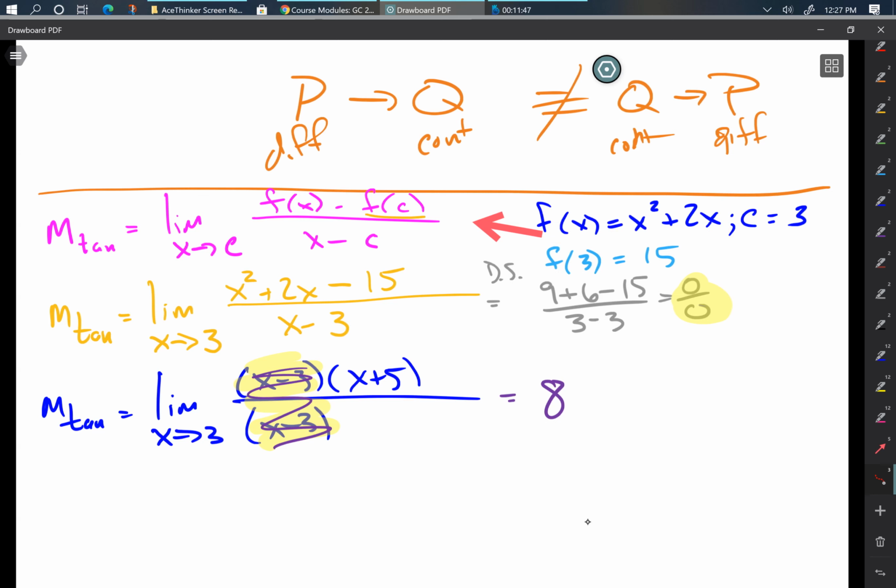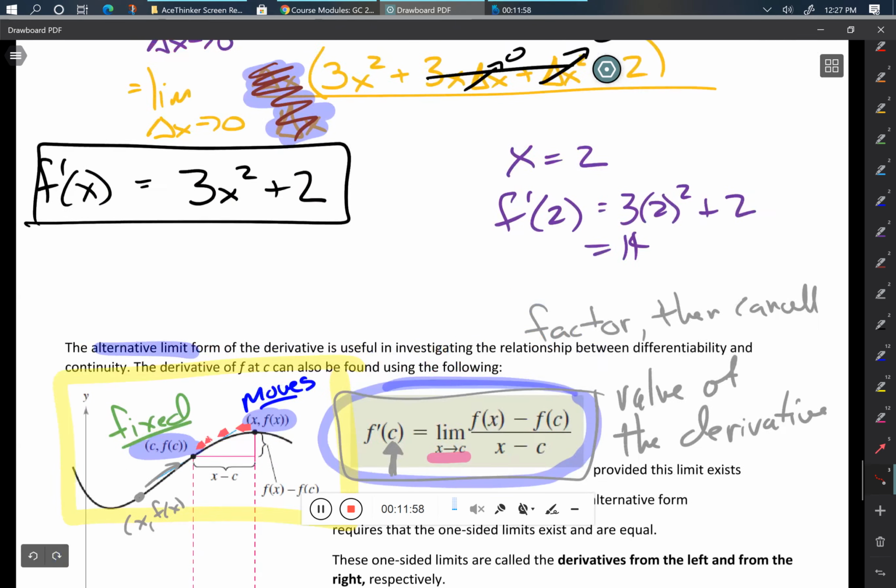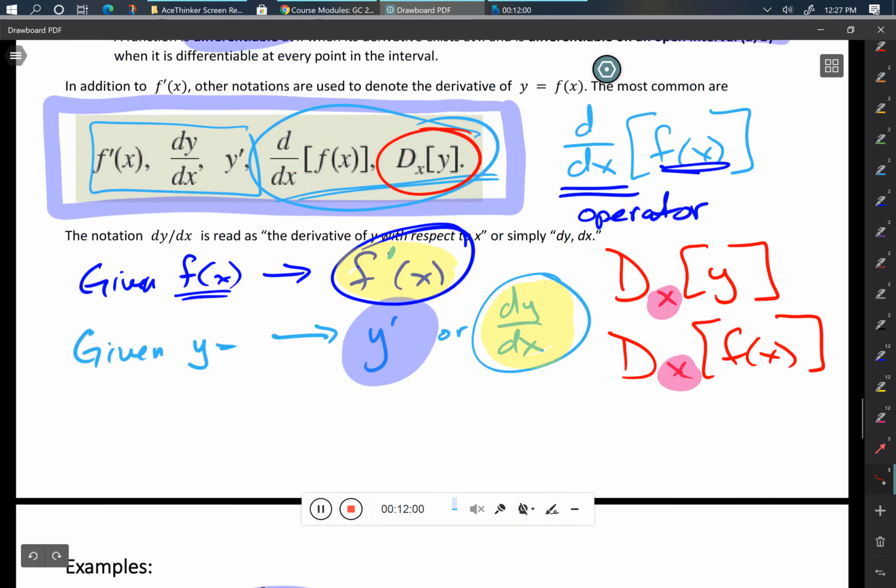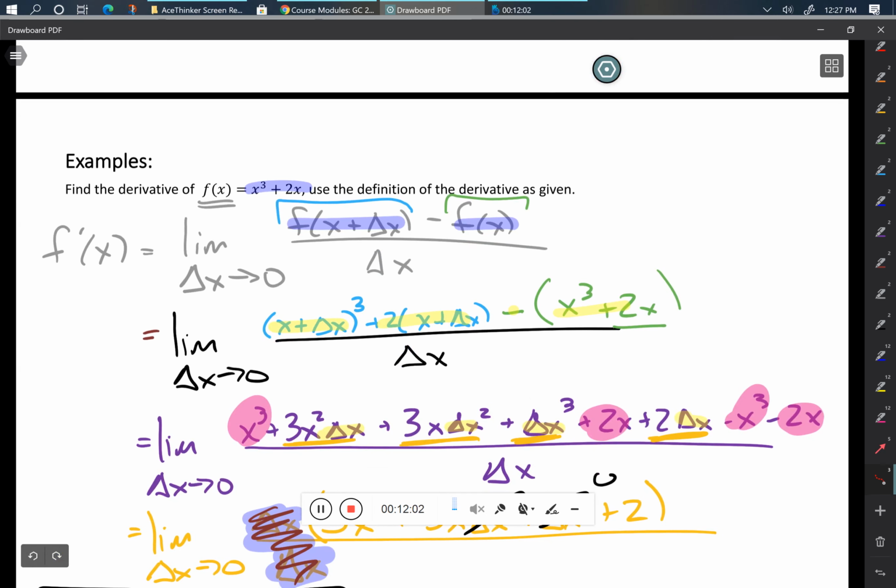As soon as your function gets ugly, though, then factoring is not a good approach, and the delta x to 0 usually works better. And what I mean by that, if your function doesn't look like it would factor easily, remember the one we did a while ago? Where is it? This one, right? This was a cubic equation, which means that when I get to the step of factoring, I'd have to be able to factor a cubic.